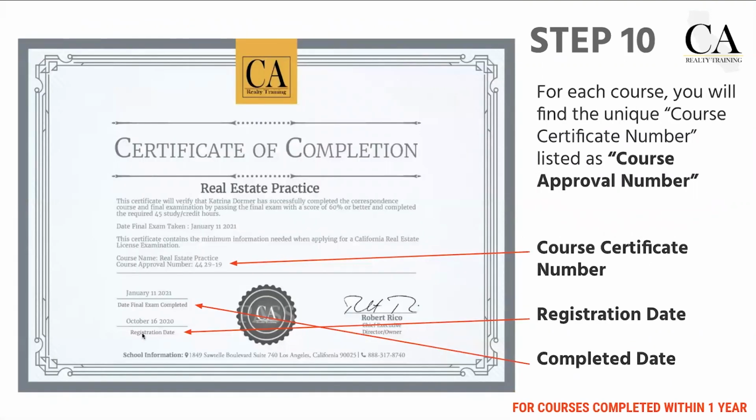You've got your registration date, which is your purchase date as well. Your date of completion, that's specific for each course. That's the date you completed and passed your course final. And this is your course certificate number. Each course is going to be different.